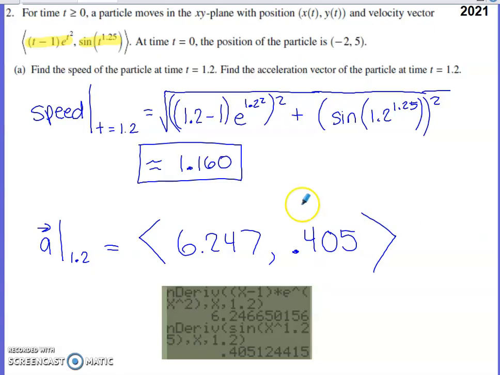So part A asks us to find the speed of the particle at 1.2. So the speed at a given time is going to simply be the magnitude of the velocity vector. So we basically resolve the x and y components of velocity and figure out what the magnitude of the resulting vector would be, which is as simple as applying a Pythagorean theorem calculation to your velocity vector at time 1.2.